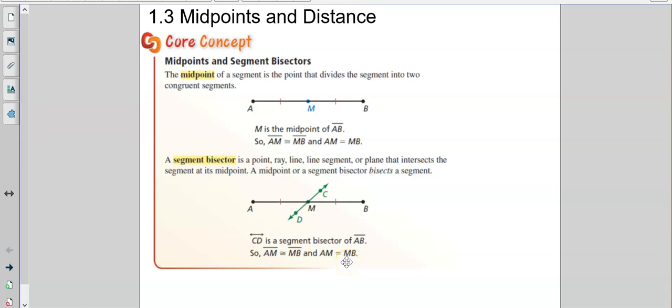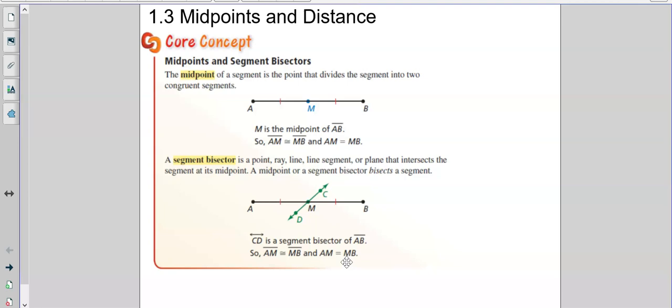All right, 1.3, midpoints and distance. So the midpoint of a segment is the point that divides a segment into two congruent segments. It's the middle, it's the halfway point. So M is the midpoint of segment AB. Therefore, AM and MB are congruent.